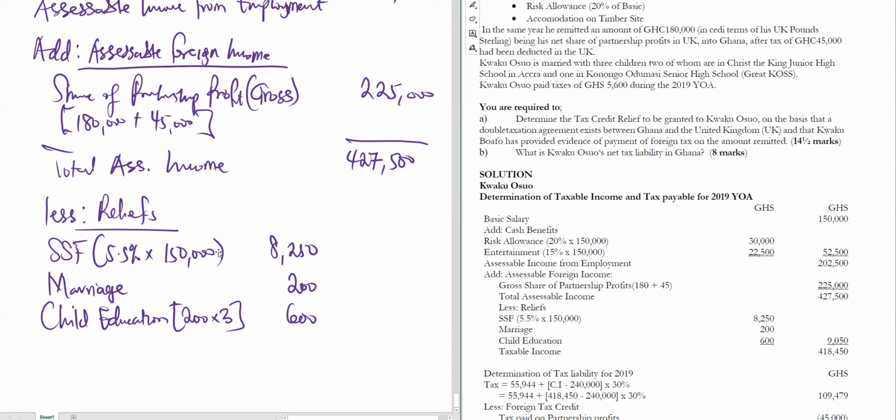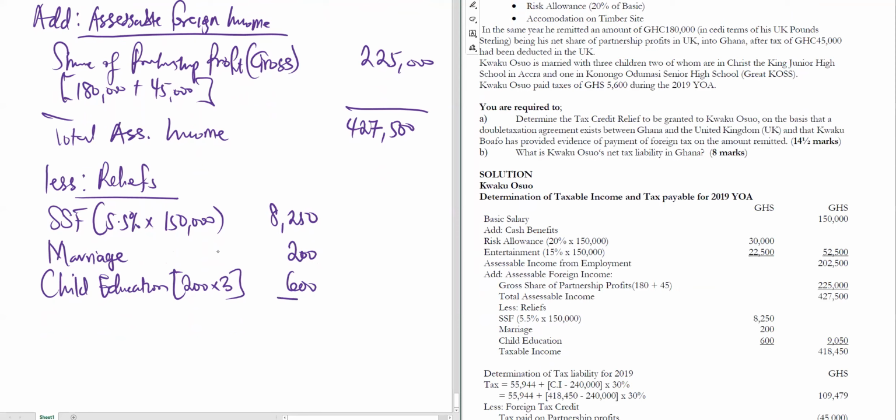That was all, right? There was nothing else that he got. So these are the only deductions he's entitled to. So that should give us 9,050. So these are all the deductions he's going to get. So you take his 427,500 and minus the 9,050 from it. You end up with 418,450, right? Which now becomes our chargeable income.